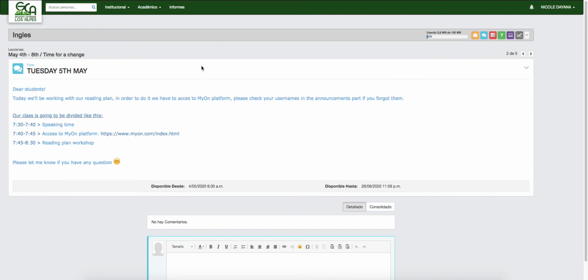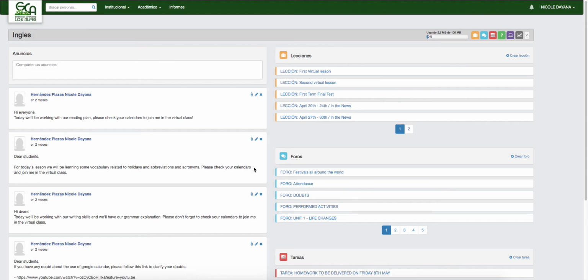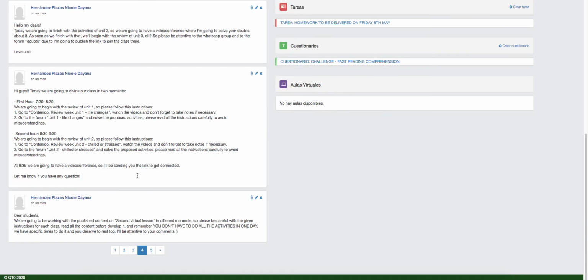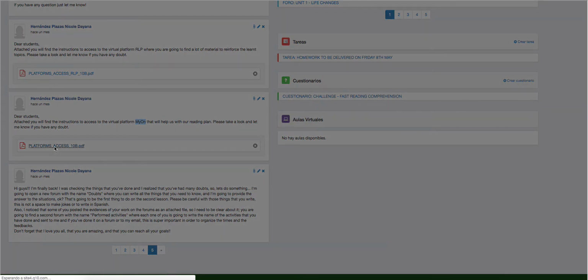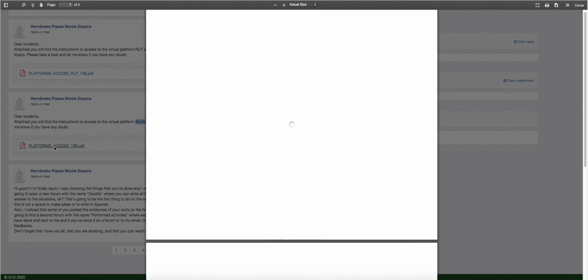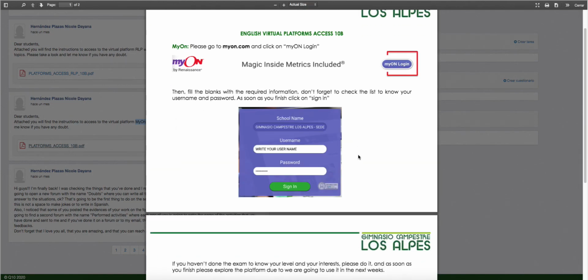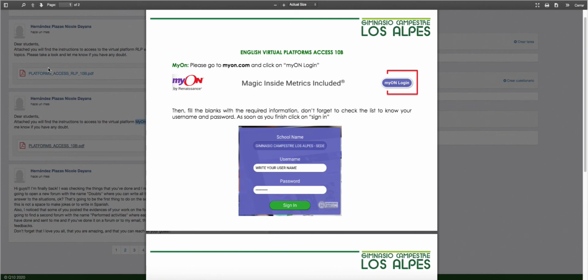So babies, I also posted a list with your usernames in the announcements part. Everyone, please go to your Q10 and check the announcements part again, because there you have your usernames. It's the one that says platforms access 10B, with the specification my own. Please let me know as soon as you have that document on your computers. I am going to show it to you, but I want you to have it too. If you have any problem finding it, just let me know.